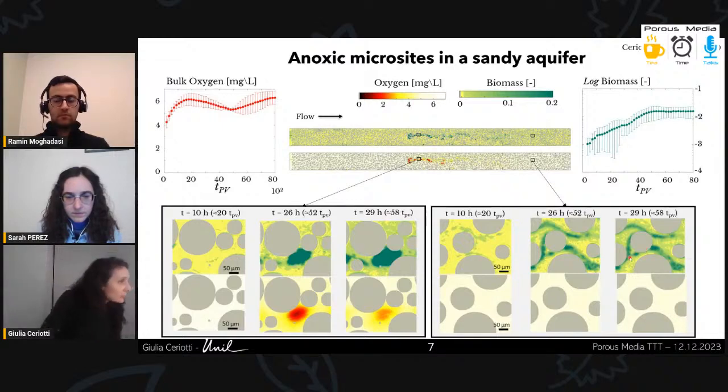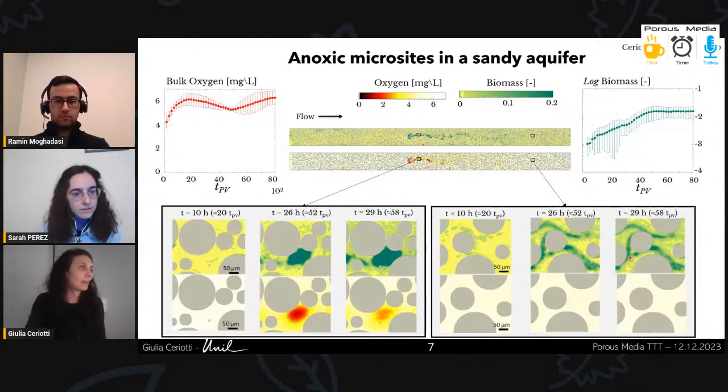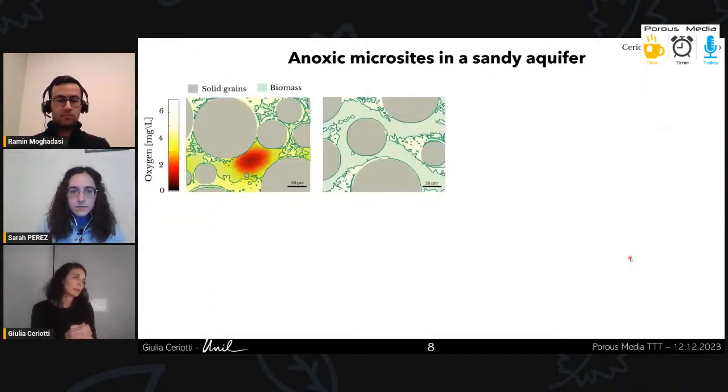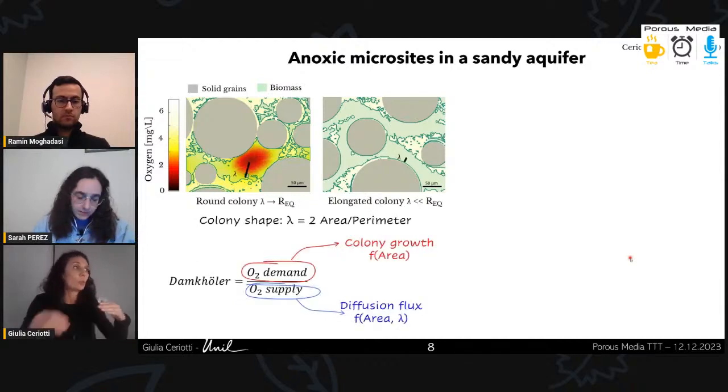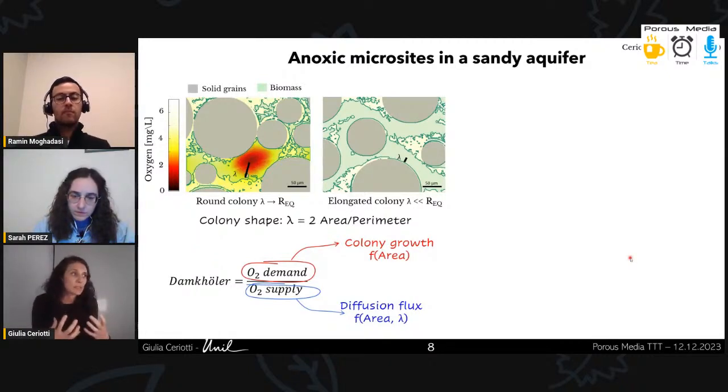So we got very curious about this morphology impact, and we tried to investigate this aspect more. We tried to understand what's the physical process behind it. If we think about the formation of an anoxic microsite, we have to imagine that we have two competing processes. We have oxygen demand, so aerobic respiration, uptake by bacteria that are growing, and the oxygen demand scales with the area of the colony. The bigger the colony, the more bacteria I have there, the more they consume oxygen. On the other hand, we also have oxygen supply. So we have a physical process that is providing oxygen to my colony.